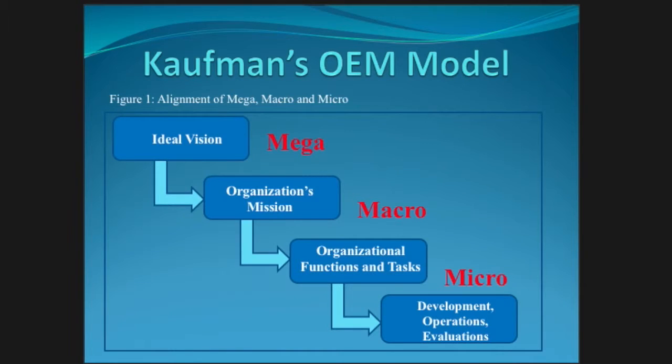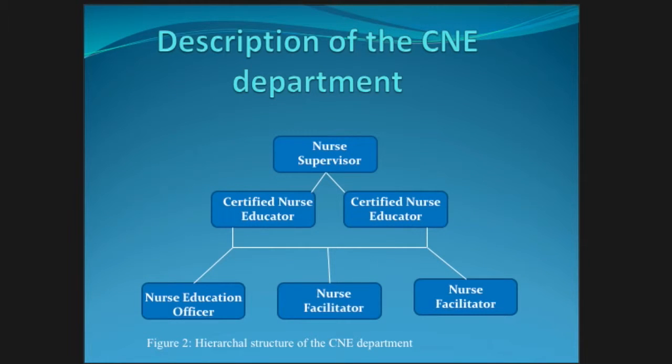The approach used was based on a system analysis using Kaufman's organizational elements model. A system, as described by Kaufman and Watkins 2000, is a collection of elements that work together or interdependently for a common purpose. The Continuing Nursing Education (CNE) department is staffed by 6 registered nurses who facilitate educational sessions for a population of 600 nurses at the institution.